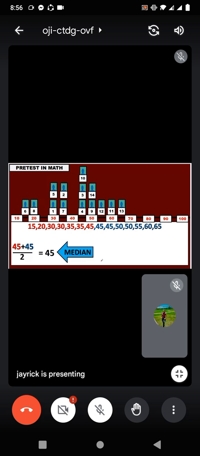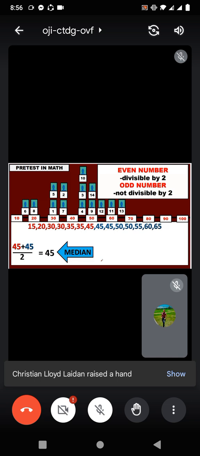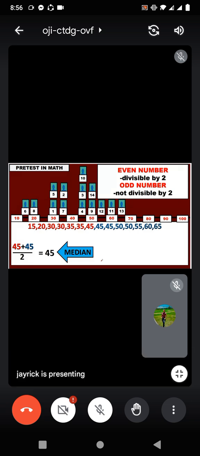Now, the 14, is it an odd or an even number? Just checking your prior knowledge before we move to the other part of this discussion. Even, sir. Very good. It is an even number. Take note of the difference between even and odd number. An even number is divisible by 2. An odd number cannot be divided, or is not divisible by 2. Since we have 14 scores in the data set, we can say that 14 is an even number.